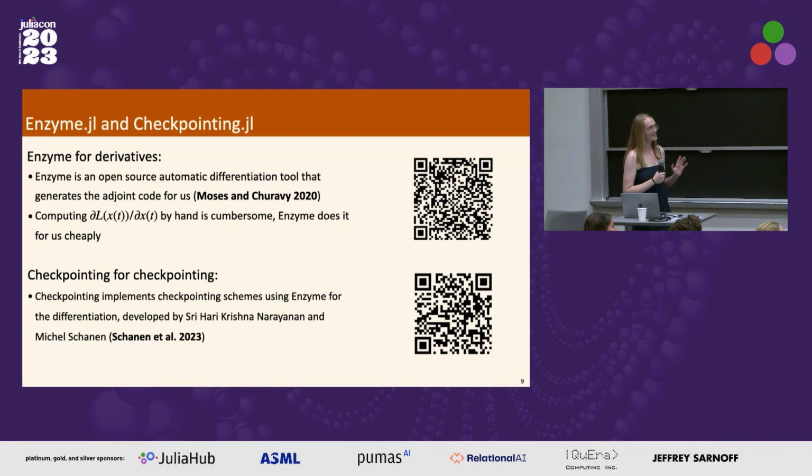Checkpointing.jl is a little bit confusing because the name of the package is the name of the method, but capital C is the package, lowercase c is the method. Checkpointing.jl just implements checkpointing schemes for us, and it's already doing this using Enzyme for the differentiation. This is being developed explicitly for the DJ for Earth collaboration by Sri Hari Krishna and Michelle Shannon. You can scan the lower right QR code for our paper by Shannon et al. that goes more into depth on the package itself.